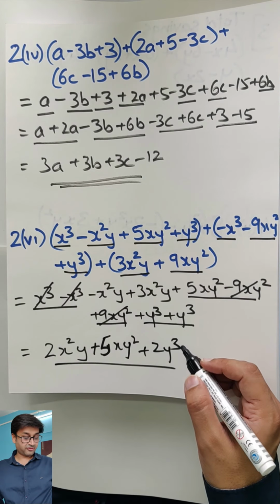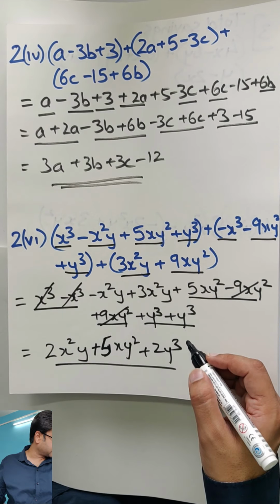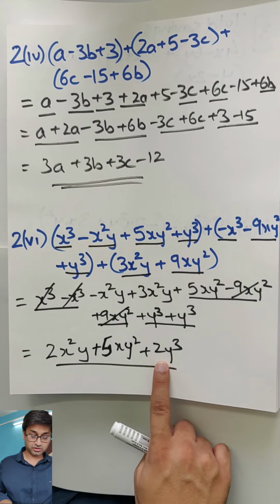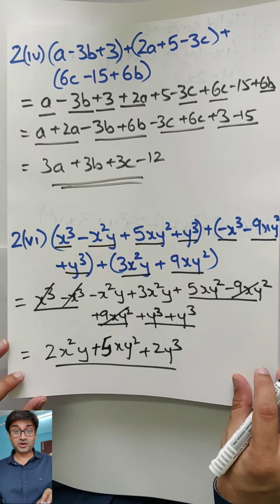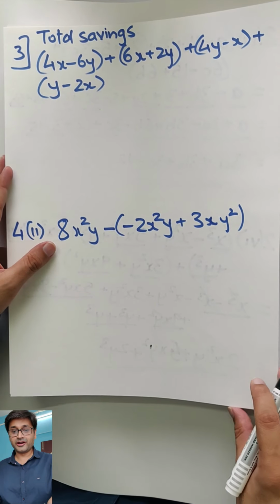Yeah. Can I just check if my answer is correct? This is 2 part 6. So 2 part 6 says 2x square y plus 5xy square plus 2y cube. Perfect. How many of you all got the same answer? Proud of you guys and girls. Come on, go ahead. No girls?